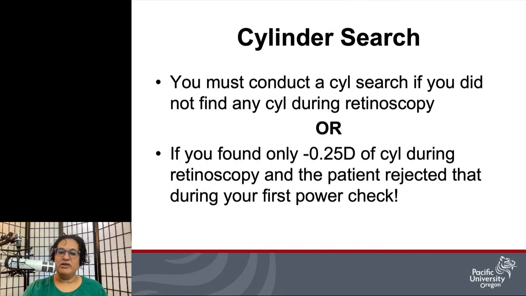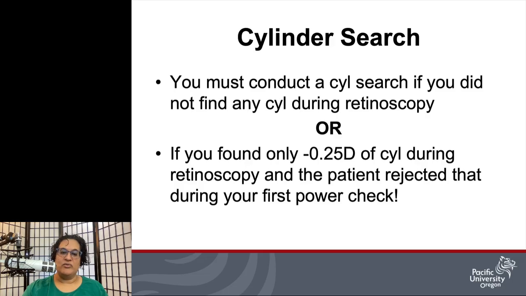Some people in lab were struggling with what to do if you only found a quarter diopter of cyl during retinoscopy. If you're doing your first power check with that quarter diopter of cyl that you found in retinoscopy and the patient chooses red, so they want more power, you're going to start adding power and continue on with your power check. If, however, you have that quarter diopter of cyl that you found during retinoscopy and the patient rejects it or chooses white when the power is aligned on your first power check, you are going to go ahead and do a cyl search to see if your patient will accept a quarter diopter of cyl or more in any other meridian.